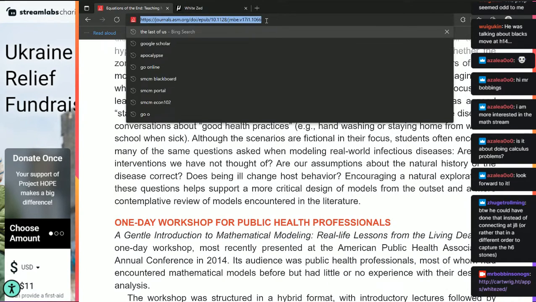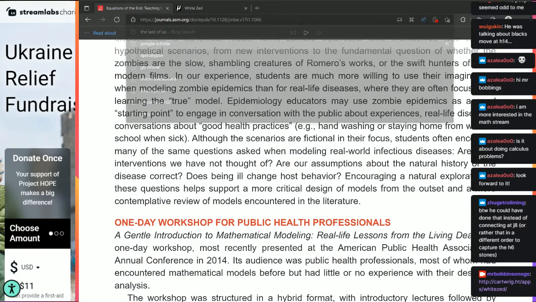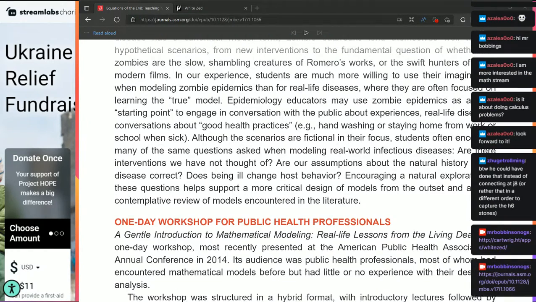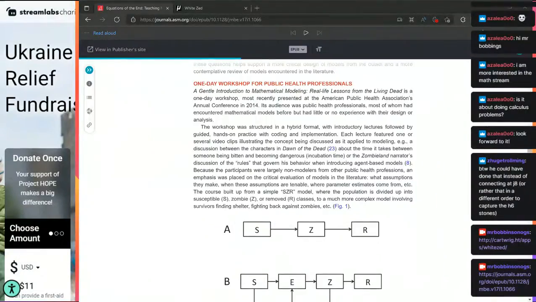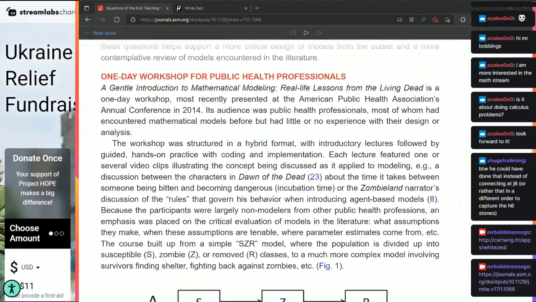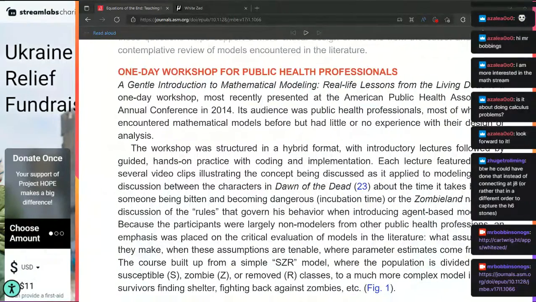And I forgot to post a link to this paper in the chat, so I'm going to post a link right here. How far are we through this paper? We are almost a third of the way through the paper. So interesting and riveting material.